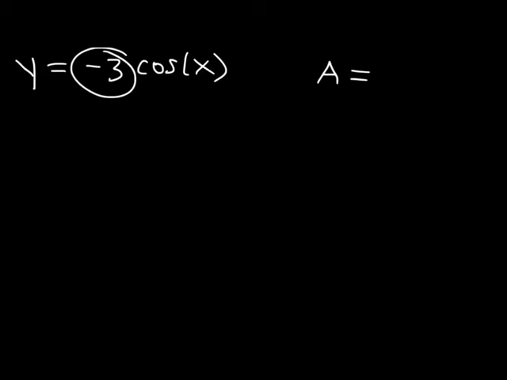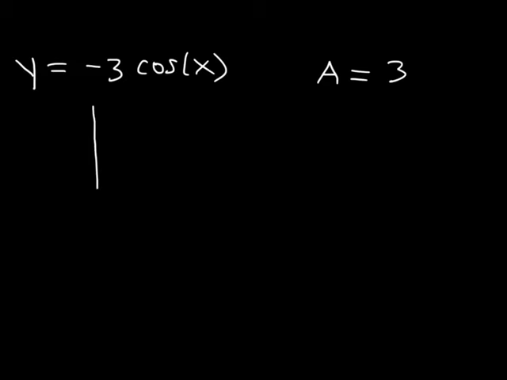Consider the equation y is equal to -3 cosine x. What is the amplitude of this function? The amplitude is always a positive number, so you ignore the negative sign, and it's going to be 3. The amplitude is the absolute value of a, the number in front of cosine.